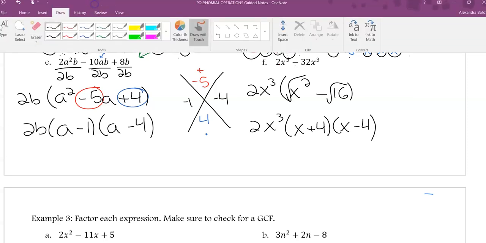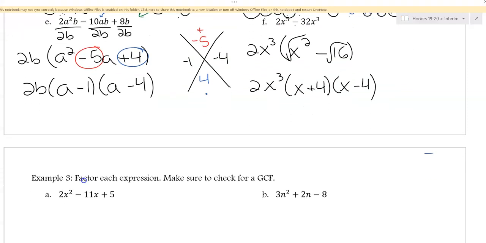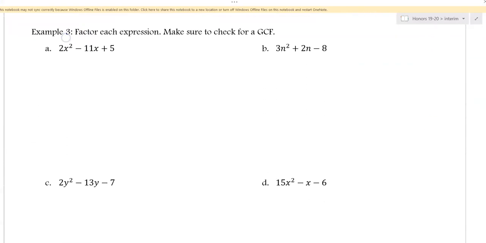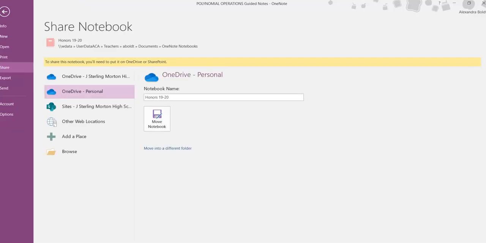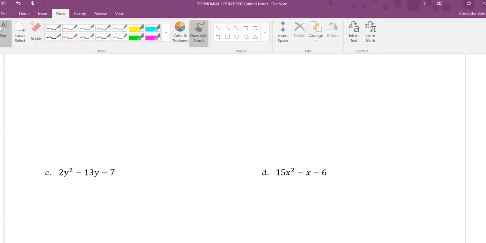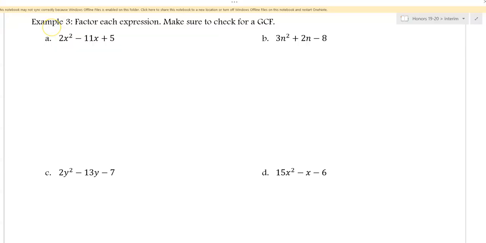All right, let's look at our next page. These ones are harder because if I look for a GCF for 2x squared minus 11x minus 5, minus 11x plus 5, there isn't one. This is just divided by 2, and I can't divide 11 or 5 by 2. It's not possible. So what we're going to do is we're going to use our divide and slide method.